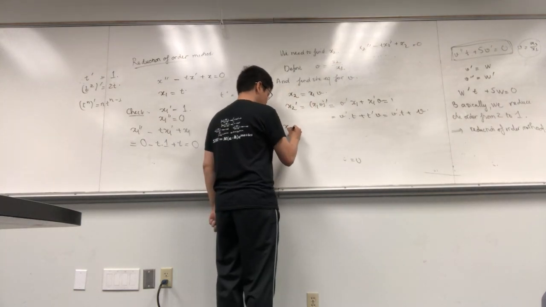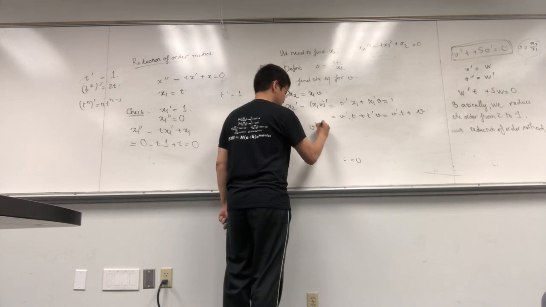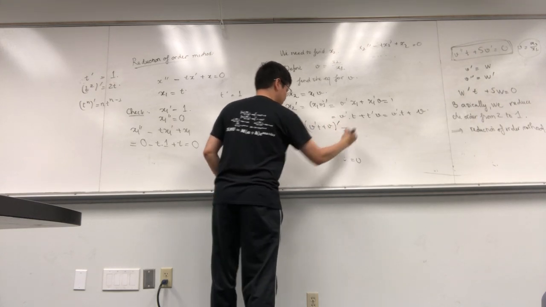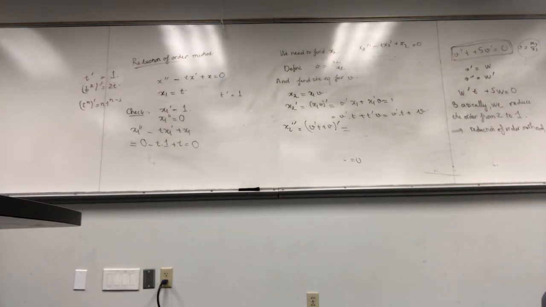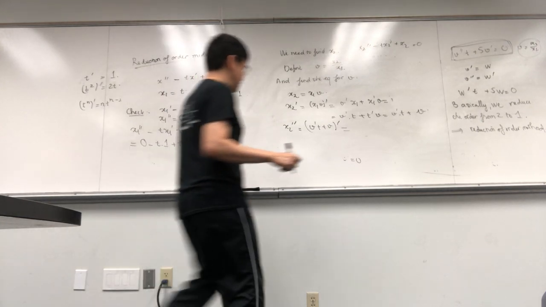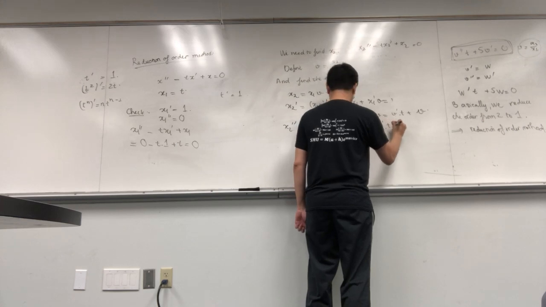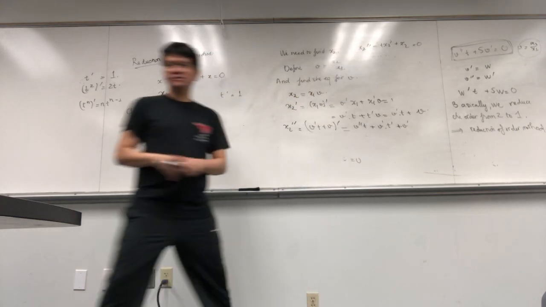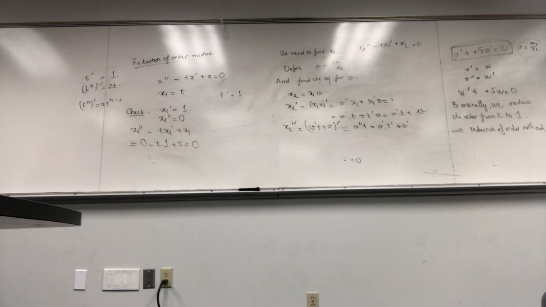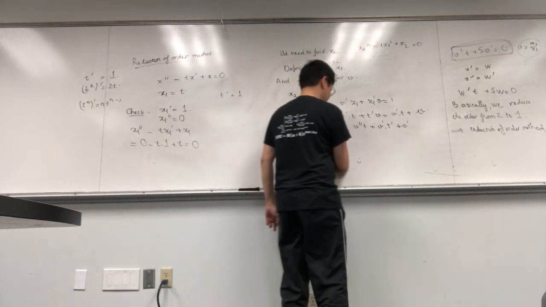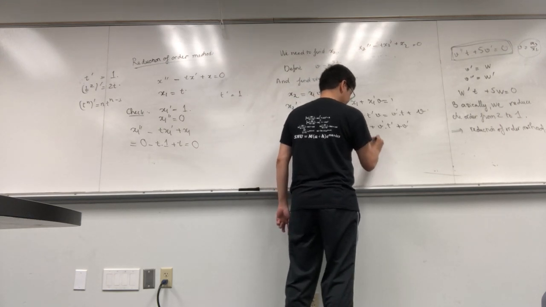So x2 second will be v prime t plus v prime. So what is x2 second? Would it be v second t plus v prime t prime plus v prime? Yes. So you have v second t plus v prime t prime plus v prime. Can I simplify this expression? Yes. This gives me v second t plus v prime.